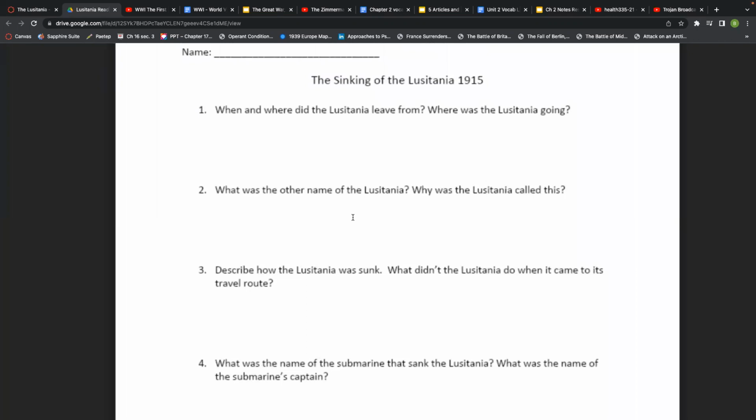When and where did the Lusitania leave from? What do we got? Chris? From New York City on May 1st. Good job. So this passenger ship was making its way across the Atlantic Ocean during a time of war. I don't know if it's a smart idea, especially when you know these U-boats are lurking around.